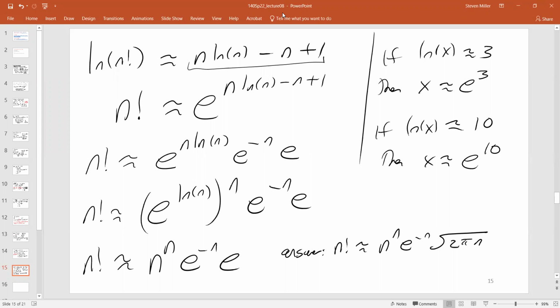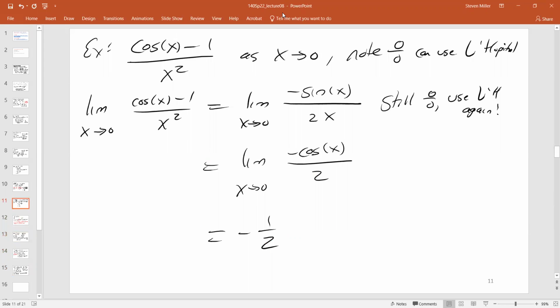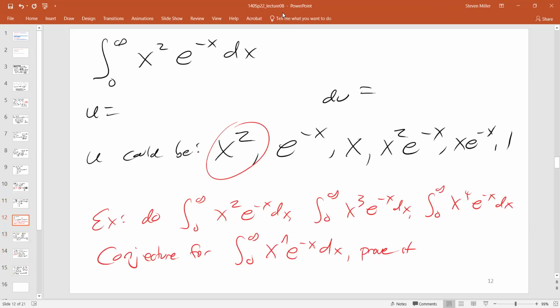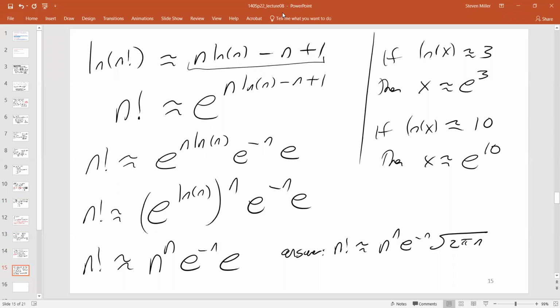And then we ended by looking at the natural log. I'm sorry, we used L'Hopital's rule to get one of the problems, which was nice. We looked at the natural log of x, and we noticed we had to write that as 1 times the natural log of x. And this integral turns out to really matter. It allows us to estimate a factorial. Later in Calc 3, you'll learn how to do this a little bit better.